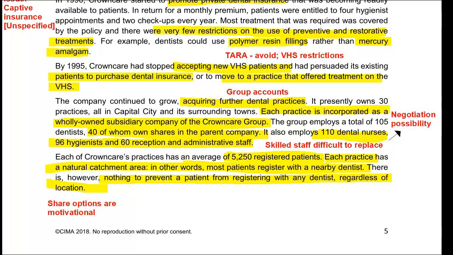So it might be a cheaper way to gain more custom and grow more organically rather than have inorganic growth where you're purchasing the different practices that are not currently owned by Crowncare.